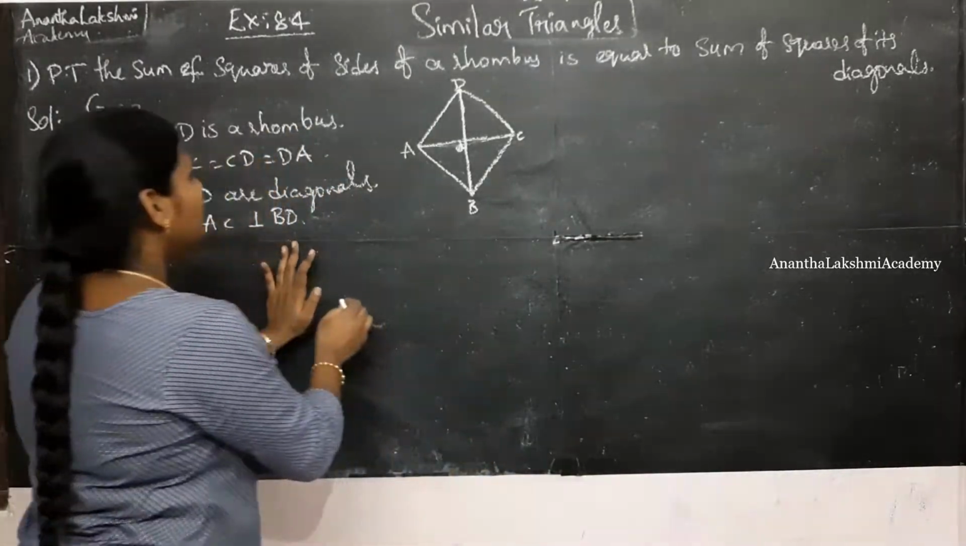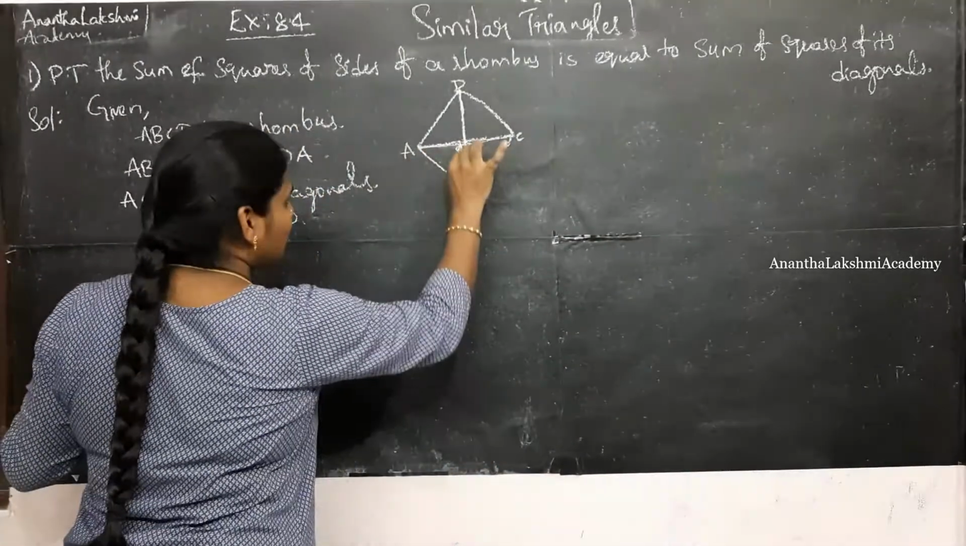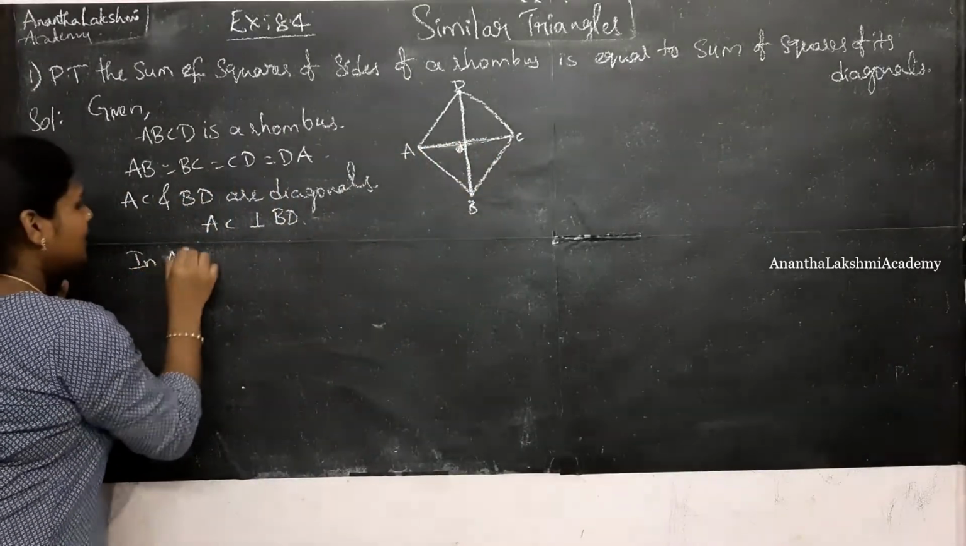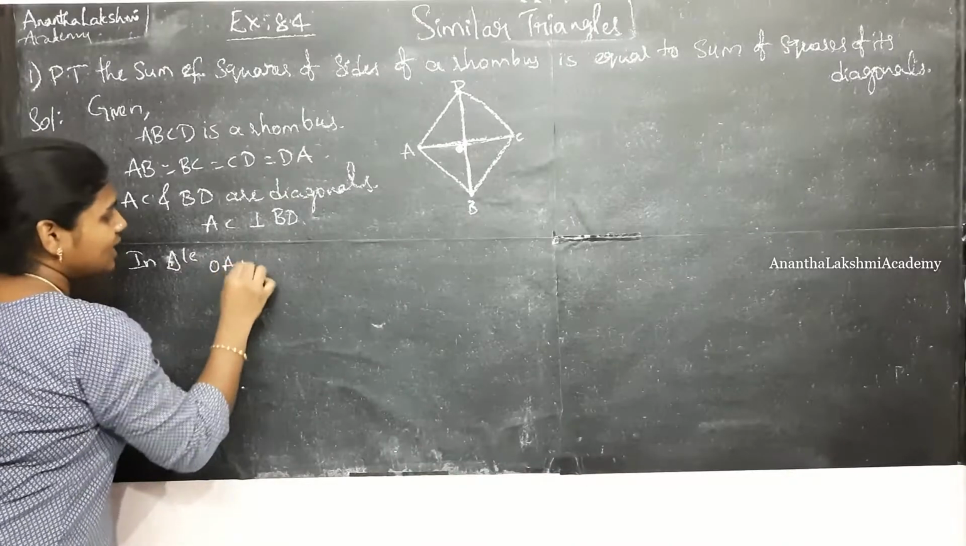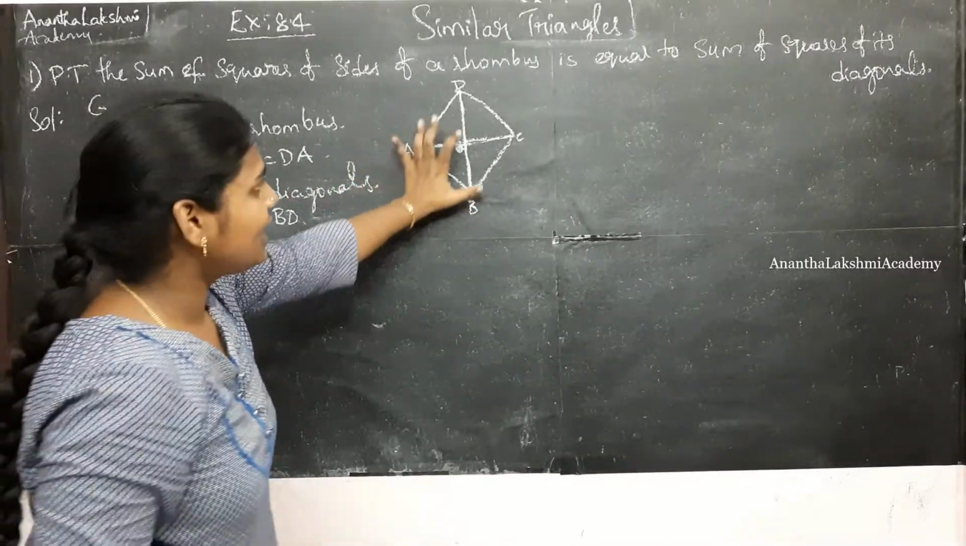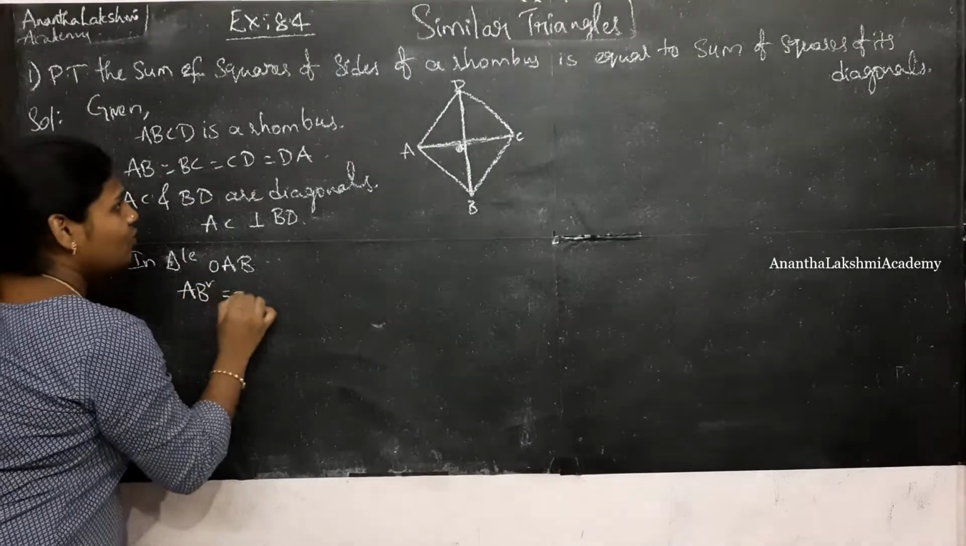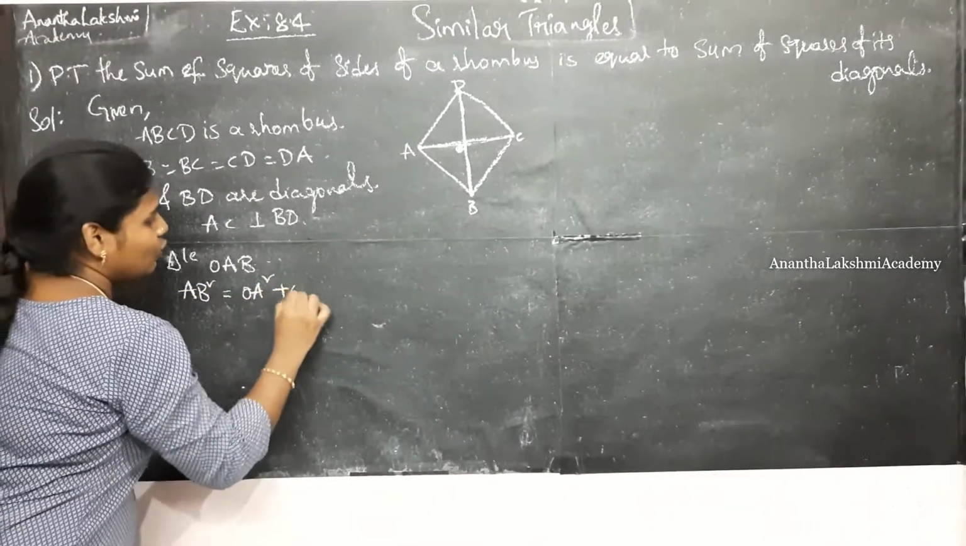Okay, now consider the triangle OAB. In triangle OAB, since this is a right angled triangle, right angled at O, AB square is equal to OA square plus OB square.